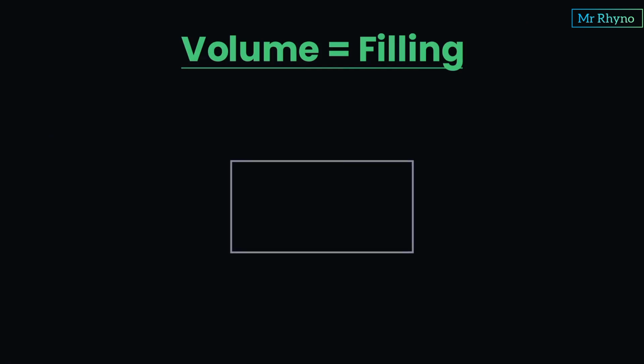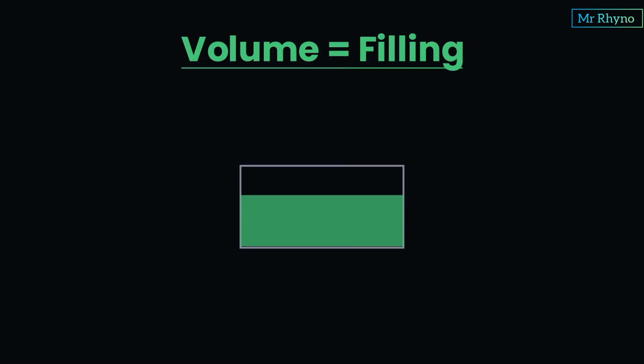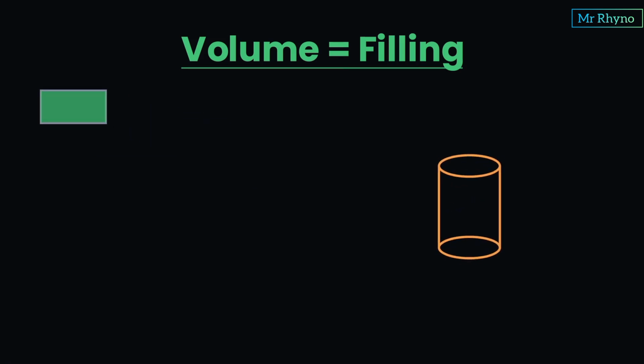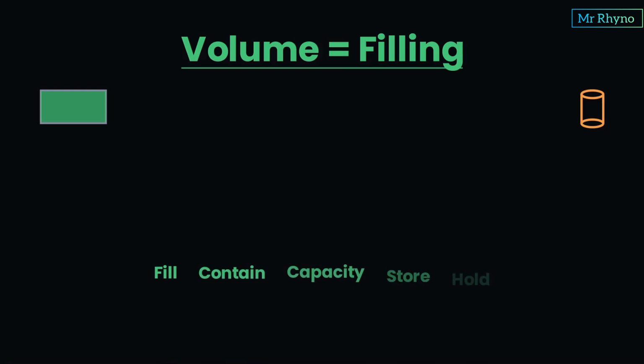Volume measures how much space exists inside an object. Imagine filling a swimming pool. We don't care about the walls. We care about how much water fits inside. That is volume. Imagine filling a fuel tank. Imagine filling a grain silo. Imagine filling a water bottle. Those are all volume problems. Whenever you hear fill, contain, capacity, store, or hold, think volume.